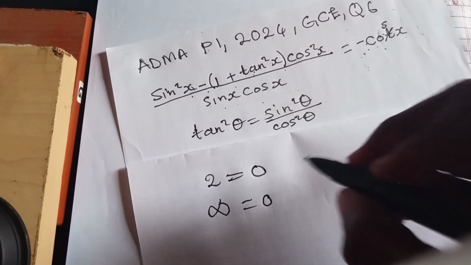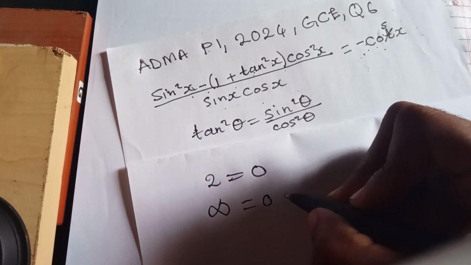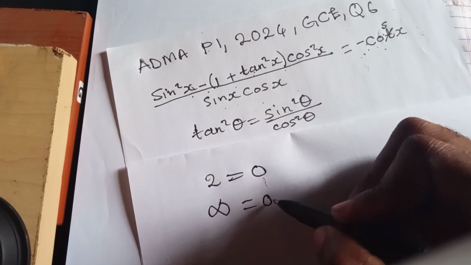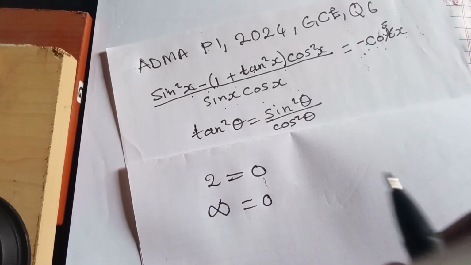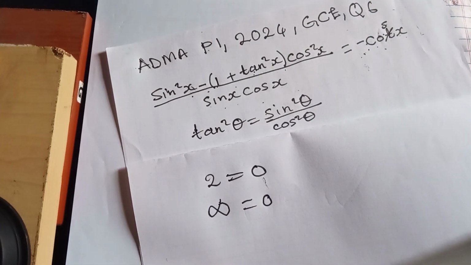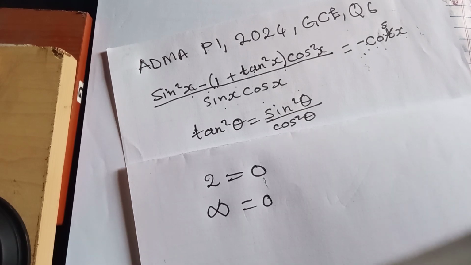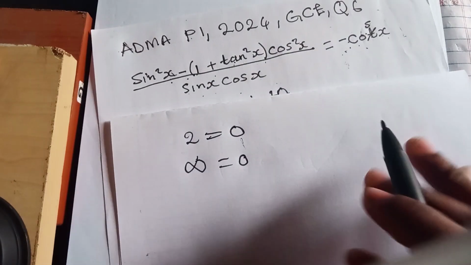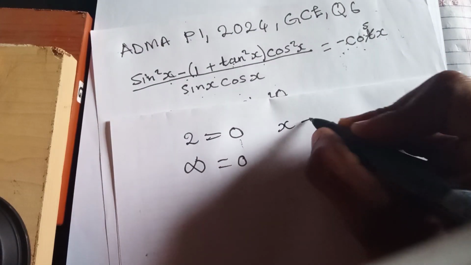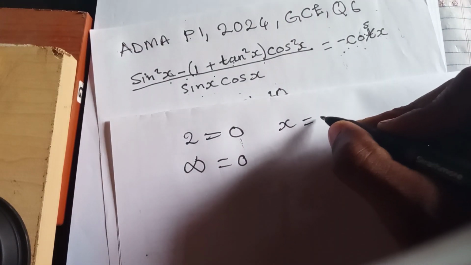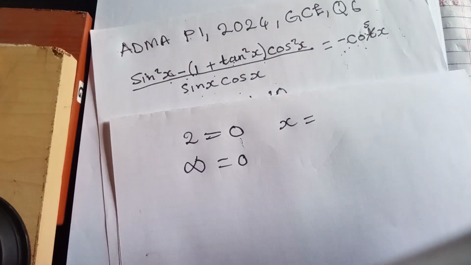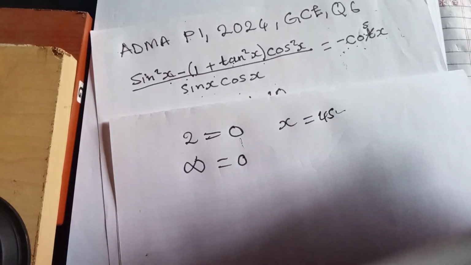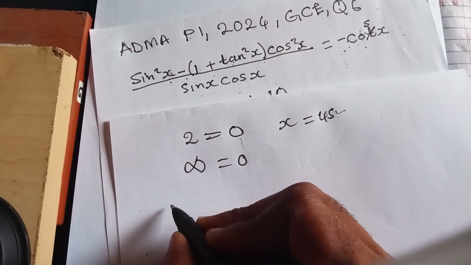In other words, inequality proves the identity wrong, and then equality does not prove the identity correct. I don't know if I'm making sense there. So let's try to take x as 45 or 30. Anyway, let's use 45. It's much easier to work with.